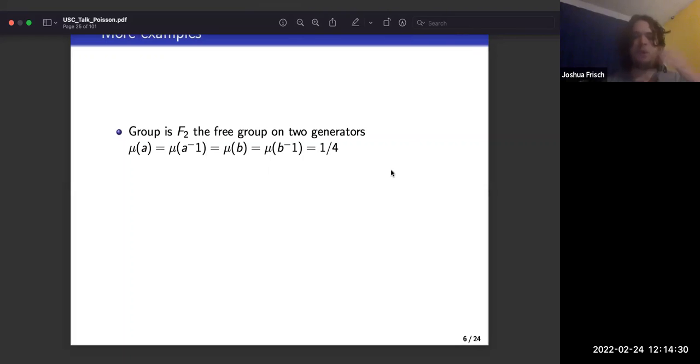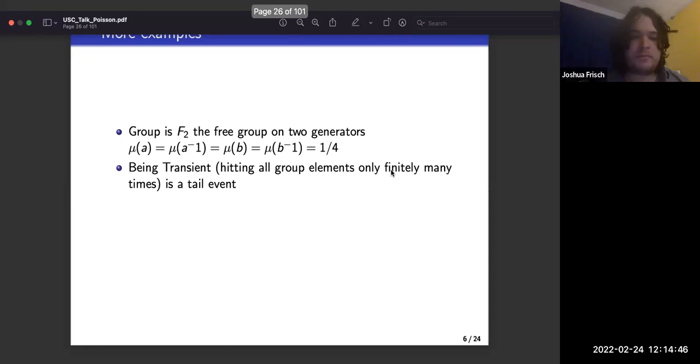So let me give more examples. Here the random walk is going to be on the free group on 2 generators, which you should think of as an infinite 4-regular tree. And I'm going to go along all 4 edges with equal probability. So being transient is a tail event, right? Will I hit all group elements only finitely many times? And you actually will be transient here.